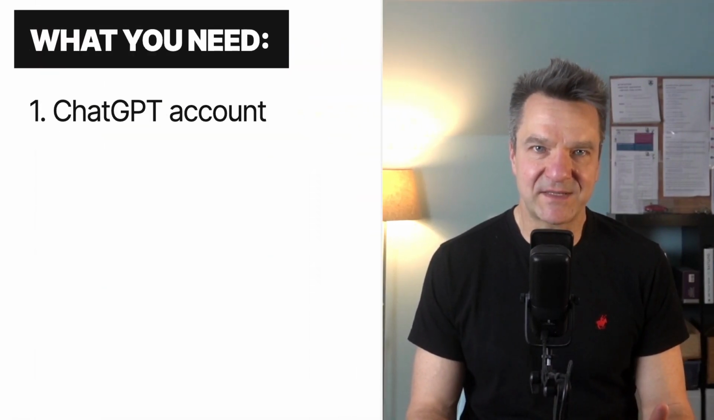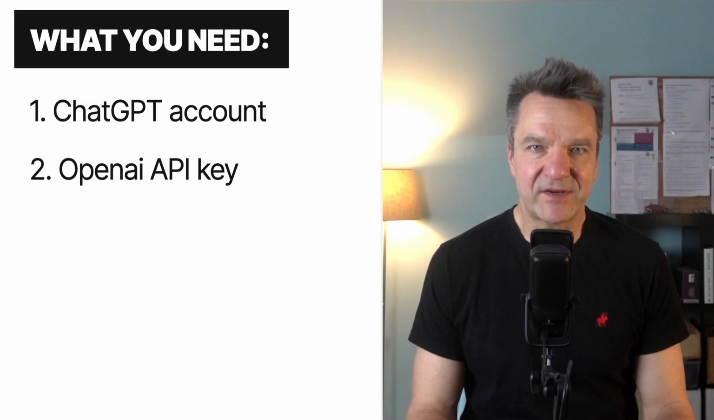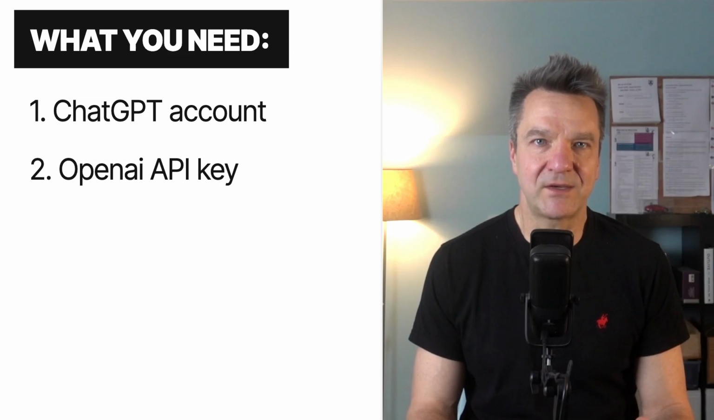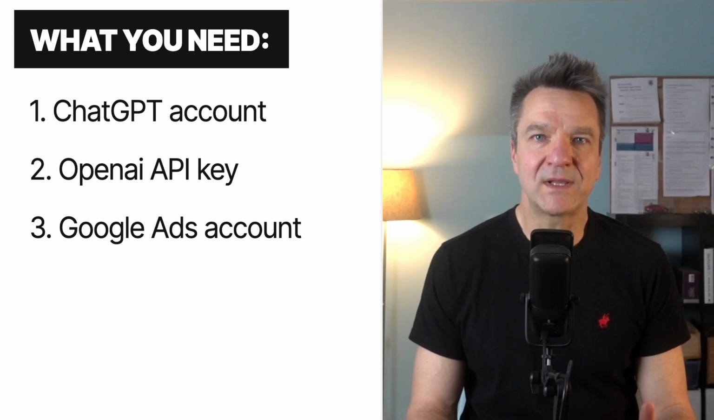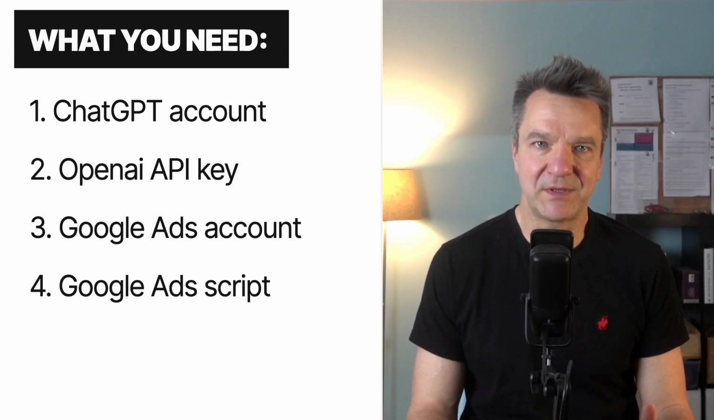What you need: a ChatGPT account. I have a paid subscription, but I think it will work with the free plan too. An OpenAI API key. The script spends around 35 cents each time it runs, but when you sign up, you'll get a $5 credit. A Google Ads account and the Google Ads script, downloadable in the link below.